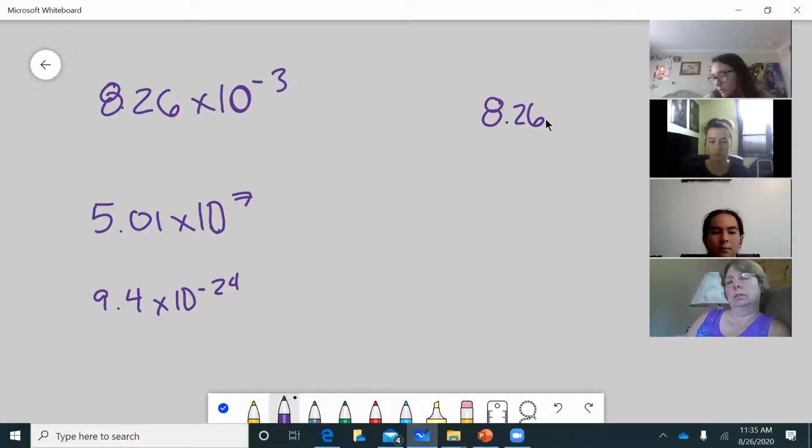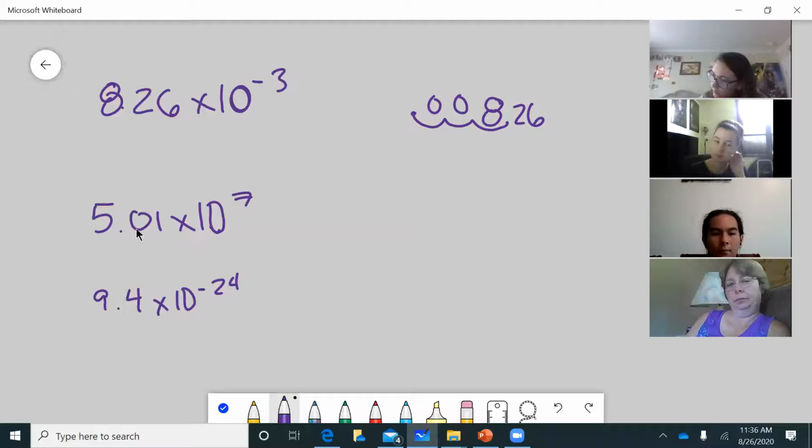If I start going to the right, my number is going to get bigger. We want it to be small. So 1, 2, 3 hops, put the decimal in, and then in these empty hops, I need to add zeros. Okay? So 0.00826 is the same thing as 8.26 times 10 to the negative 3.